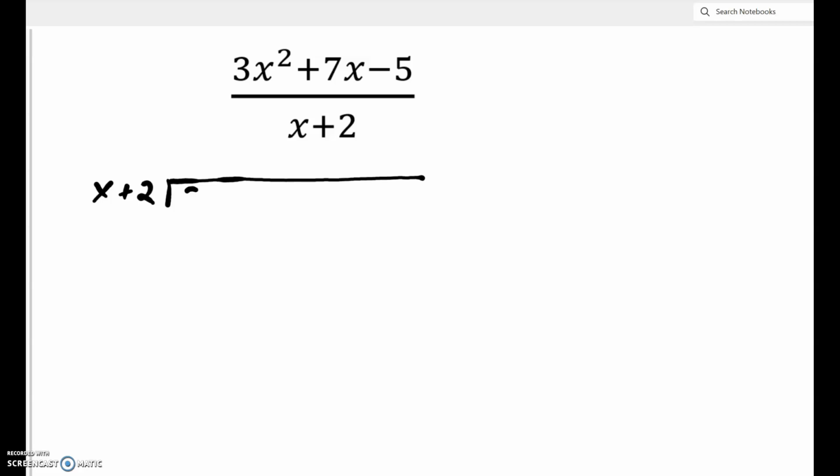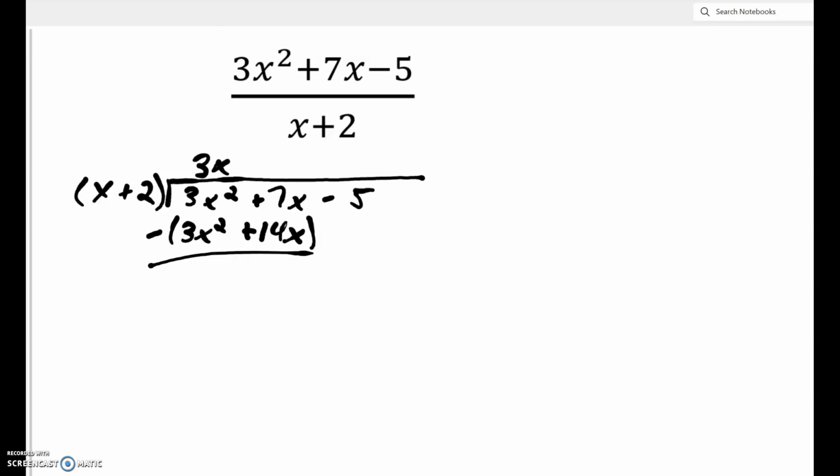And I'm going to divide that into 3x squared plus 7x minus 5. Okay, do my long division. 3x squared divided by x is 3x. Now I've got to multiply that. 3x times x is 3x squared. 3x times 2 is 6x. I need to subtract. 7 minus 6 is 1x.